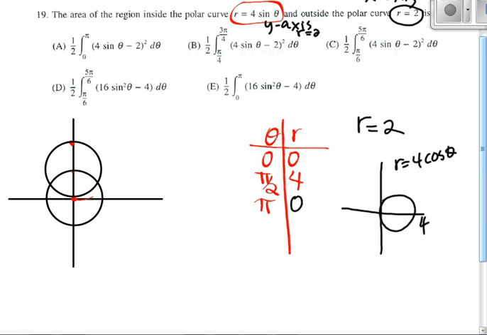It multiplies whatever the value of cosine theta is. So if theta is equal to 0, r is equal to 4. That means I'm 4 units from the origin. It's not a radius. When you say that, we have to know those 3.